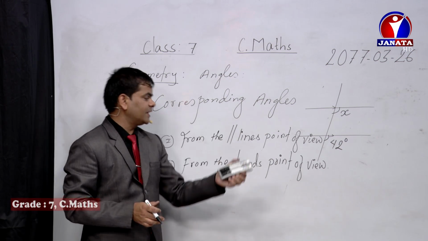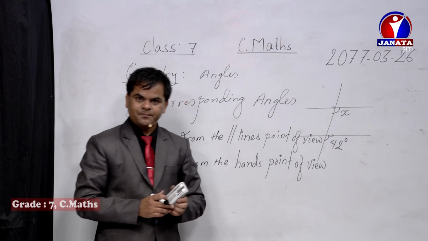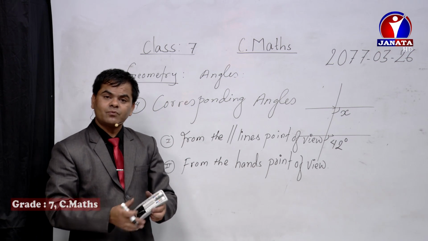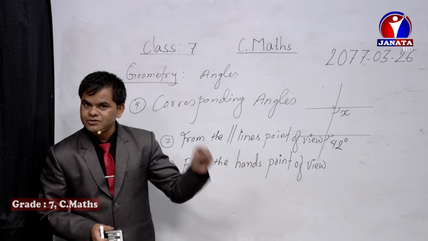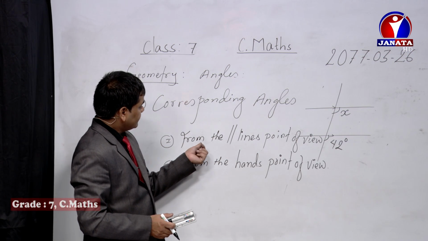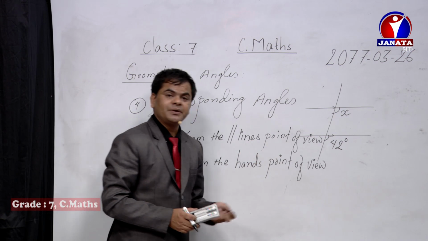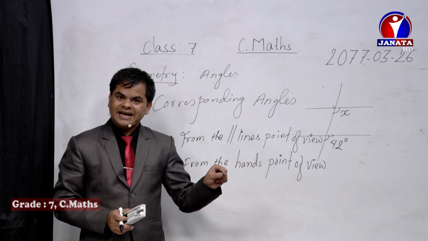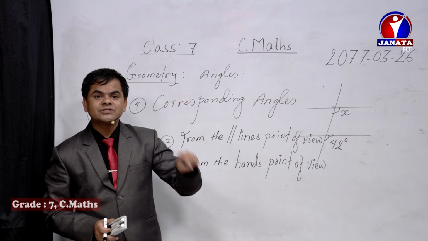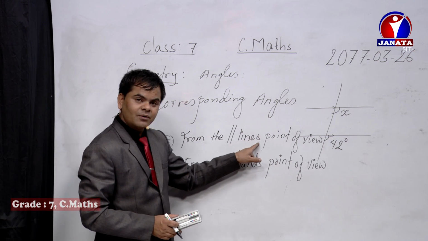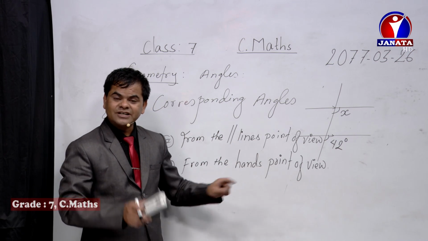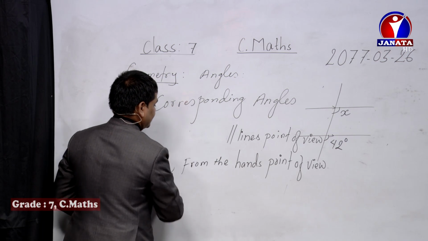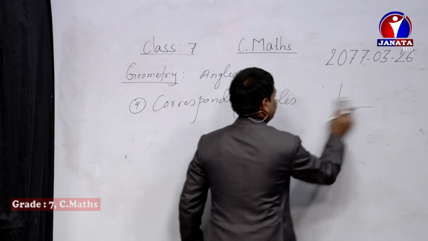But in case of corresponding angles, from the hand's point of view, both should be on the same hand side. If one is on the left hand side, then another also should be on the left hand side. And from the parallel lines point of view, to be corresponding, one should be inside of the parallel lines, another outside. That means in, out, right, left. We need to see in, out, right, left. If you see in this way, then you will be able to understand what type of angles these are.